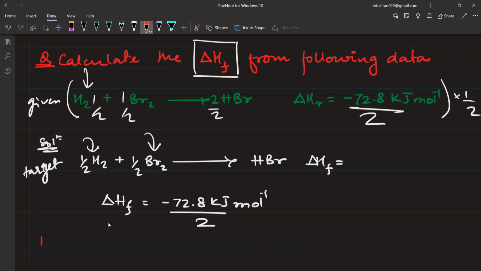Now you write next. Standard enthalpy of formation. Delta HF naught.